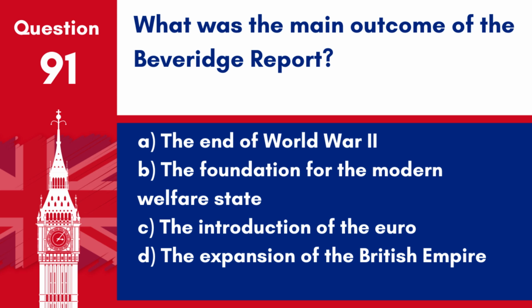Question 91. What was the main outcome of the Beveridge Report? A. The end of World War II. B. The foundation for the modern welfare state. C. The introduction of the euro. D. The expansion of the British Empire.